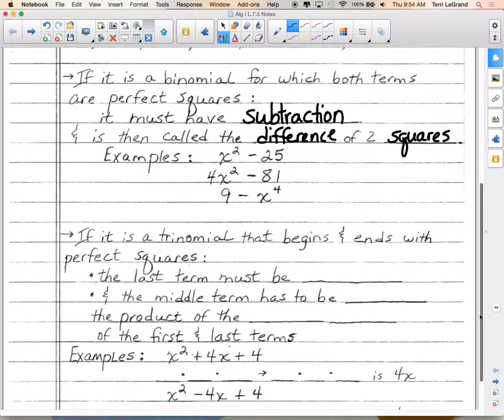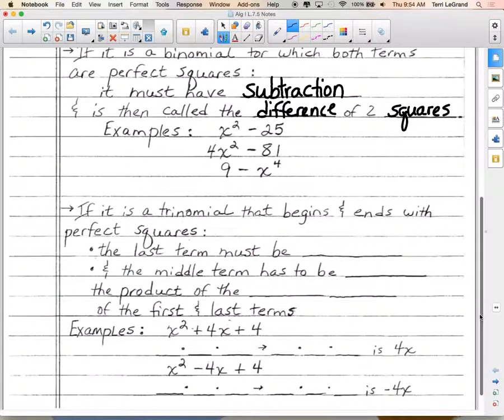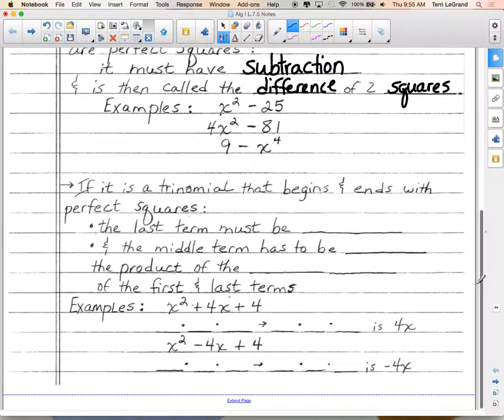How about 9 minus x to the 4th? Does it pass the test? Yes, because it is a binomial with subtraction. Is 9 a perfect square? Yes. What's the square root of 9? 3. And is x to the 4th a perfect square? Yes. How do we know? The exponent is even. As long as the exponent is even, it's a perfect square, because it's divisible by 2. So the square root of x to the 4th is what? x to the 2nd. The exponent is even, yes.